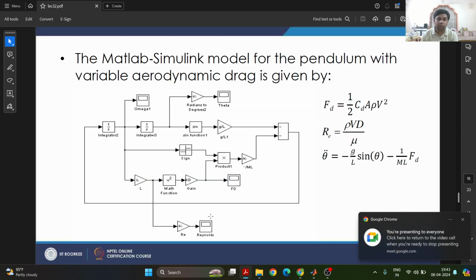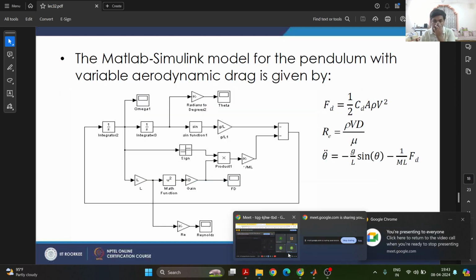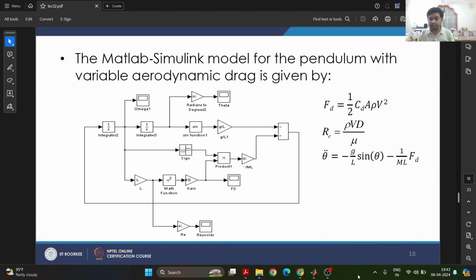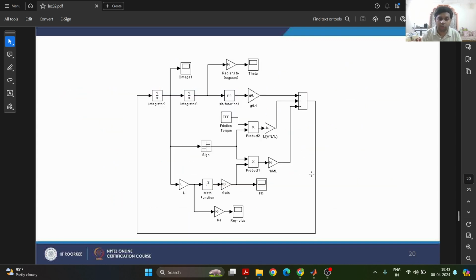Now I think the next part was to include the aerodynamic drag, where the drag force is proportional to the square of the velocity. We can also try to incorporate that in addition to the constant drag force.